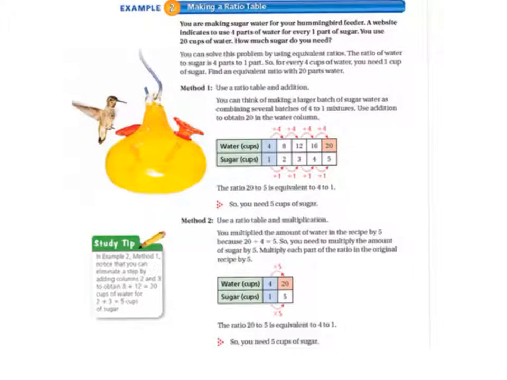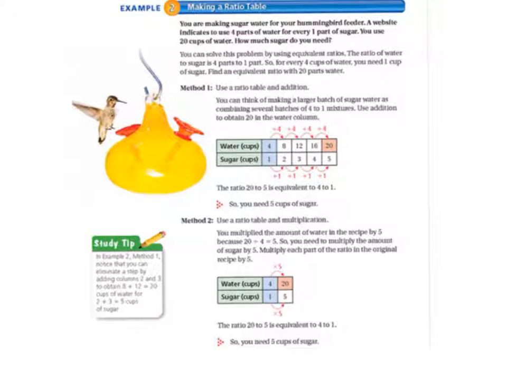Example 2, we're going to be making a ratio table. We're making sugar water for our hummingbird feeder. A website indicates to use 4 parts of water for every 1 part of sugar. We use 20 cups of water. How much sugar do we need? We can solve this problem by using equivalent ratios.